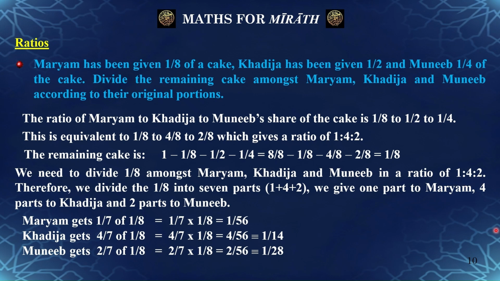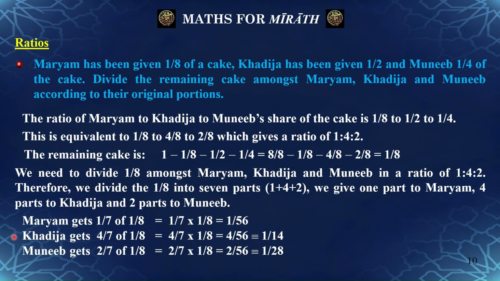Therefore, we divide the 1/8 into 7 parts, 1 plus 4 plus 2. We give 1 part to Maryam, 4 parts to Khadija, and 2 parts to Munib. Maryam gets 1/7 of 1/8, which is the same as 1/7 times 1/8, which equals 1/56.